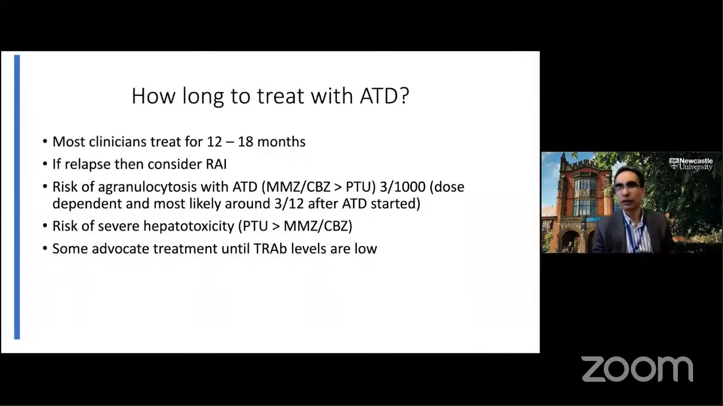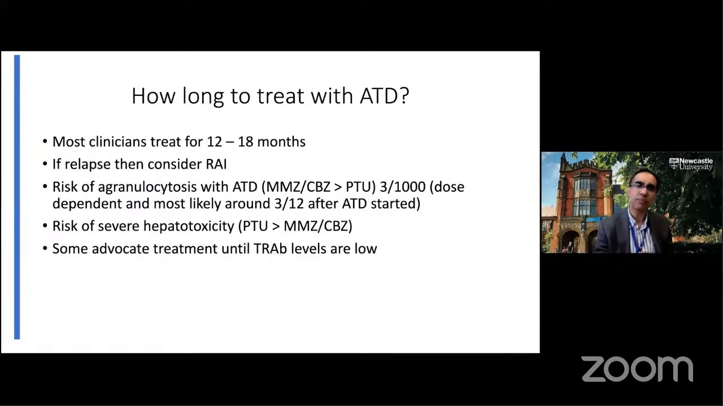So if you decide to treat with antithyroid drugs, how long would we treat for? Most clinicians would agree that we should treat for at least 12 to 18 months. If relapse occurs subsequent to that, then radioactive iodine should be considered. There is a risk of agranulocytosis with carbimazole or methimazole. The risk is slightly higher than with propylthiouracil, and in the literature, a risk of 3 per 1,000 is quoted, but my personal experience is that this risk tends to be dose dependent. In patients where you use a lower dose, such as 5 or 10 milligrams of carbimazole, or even 20 milligrams, the risk is considerably lower, and at 40 milligrams of carbimazole, the risk is higher and can approach 3 to 4 in 1,000.